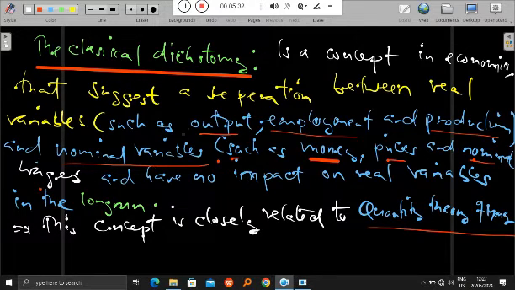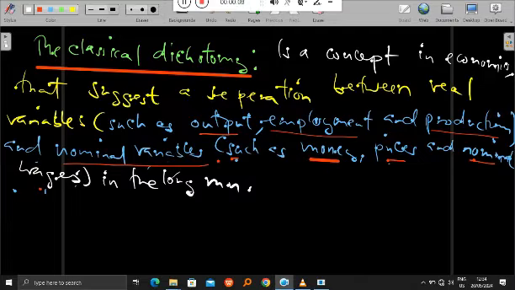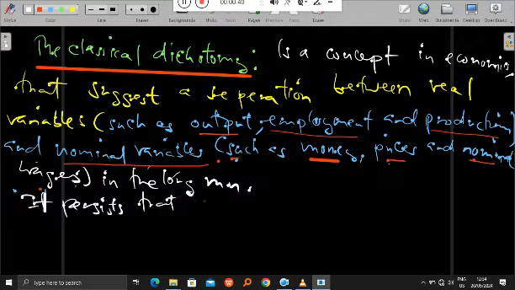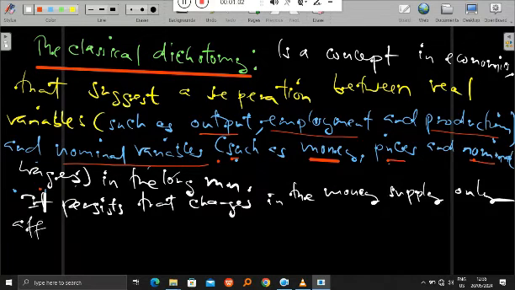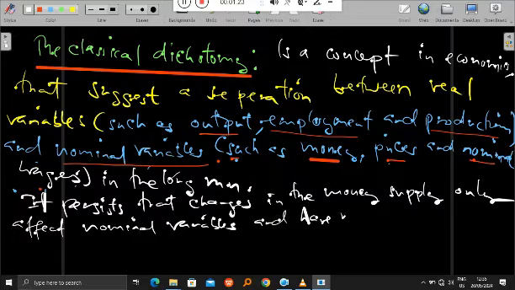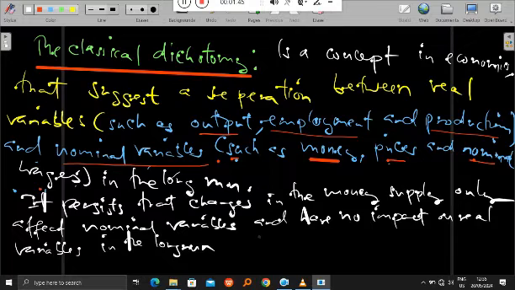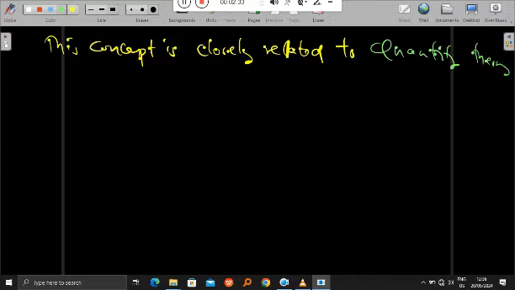So the separation between variables such as output, employment, and production, and the other variables such as money, prices, and nominal wages, helps generate a more meaningful understanding of the classical dichotomy. What you need to understand is that the concept is more closely related to the quantity of money, which suggests there is an actual relationship between the money supply and the general price level.